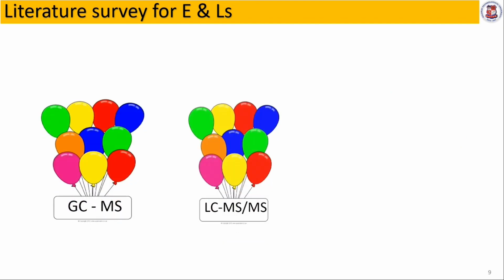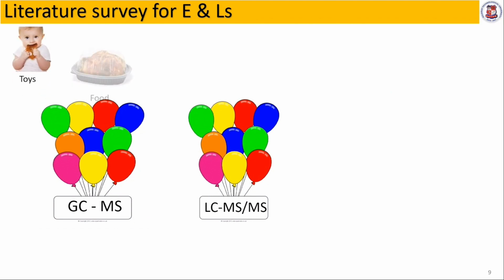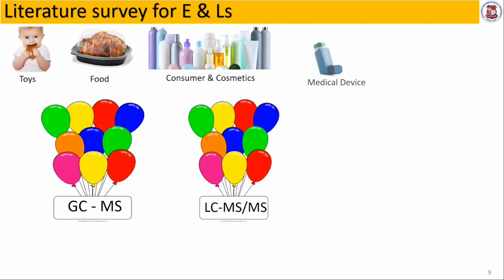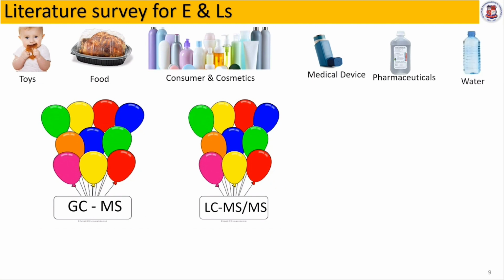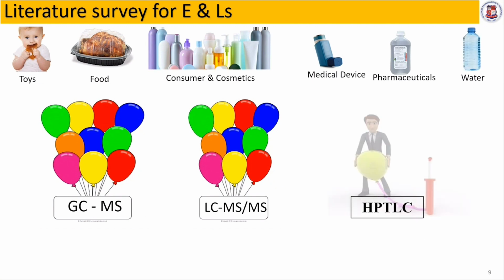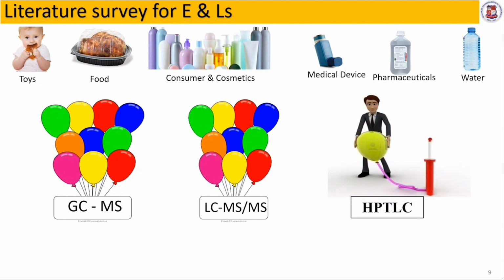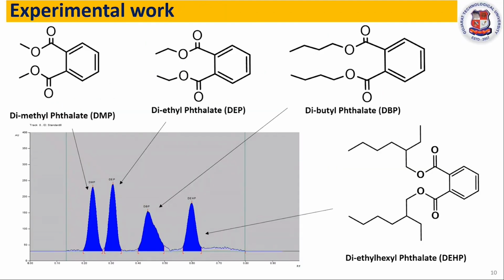As we did the literature survey, there are many popular techniques for this kind of study, that are GCMS and LCMS, used for toys, food, consumer products, cosmetics, medical devices, pharmaceuticals, and waters. But as far as HPTLC is concerned, very little effort has been made to prove that this method can be useful for this kind of study, extractable and leachable. So we made the first efforts for this extractable and leachable study.